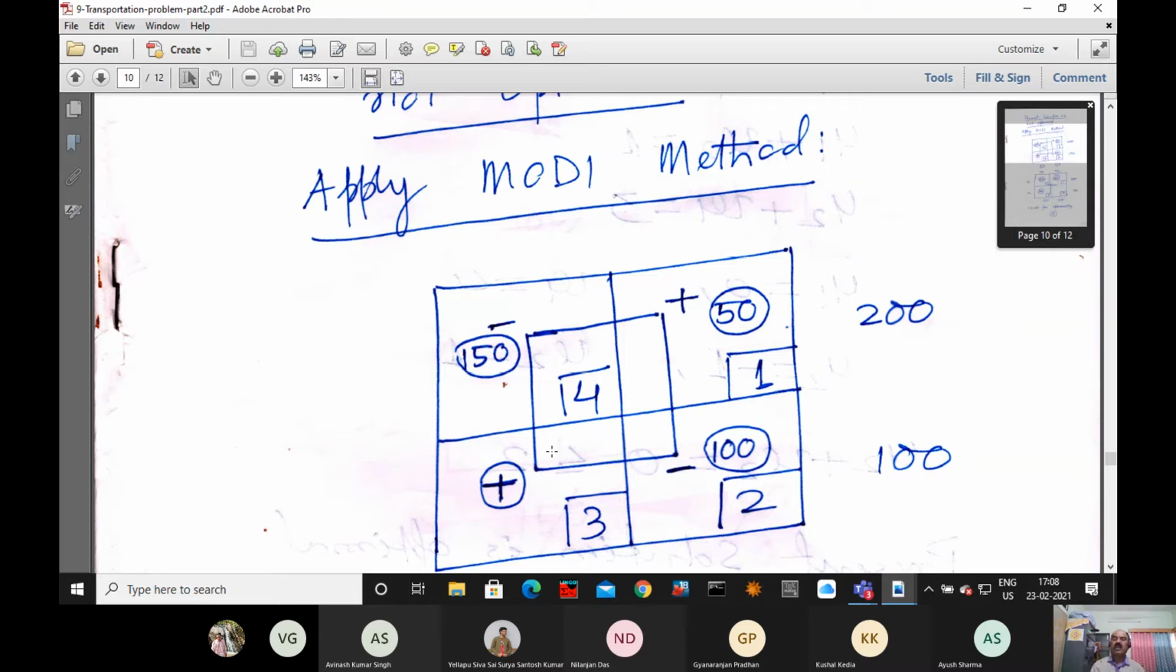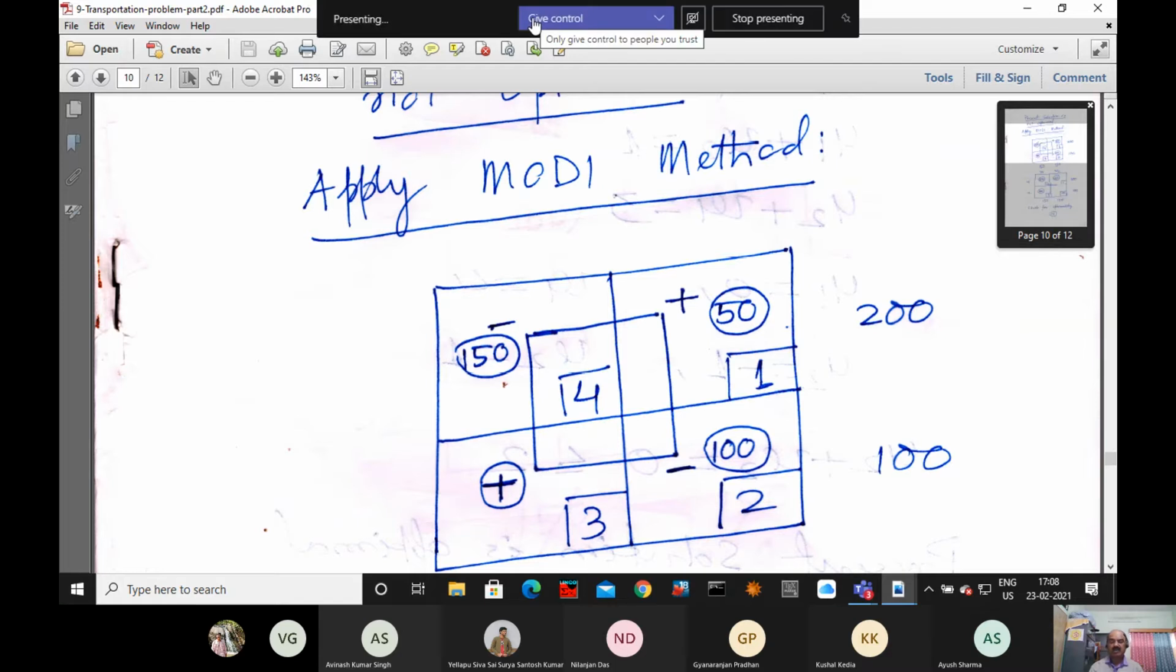Now you make a closed loop, and since it is positive, we'll relabel like this. Out of 4, 2 will be positive, 2 will be negative, alternately: positive, negative, positive, negative. After that, what should we do? Among the two negatives, 150 and 100, find the minimum value, minimum equal to 100. That amount you subtract from all the negative elements, and you add it to all the positive elements.